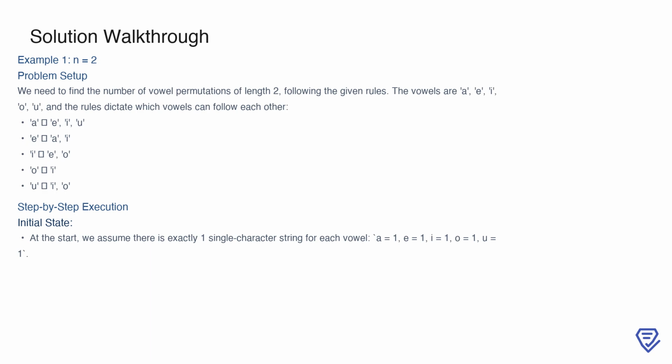A can be followed by e, i, or u; e by a or i; i by e or o; o by i; and u by i or o. Initially, we assume that there is exactly one single character string for each vowel. This means we start with counts of 1 for each vowel: a, e, i, o, and u all equal 1. This setup forms the basis for calculating the possible permutations for larger string lengths.